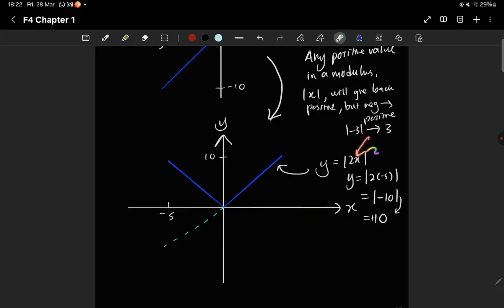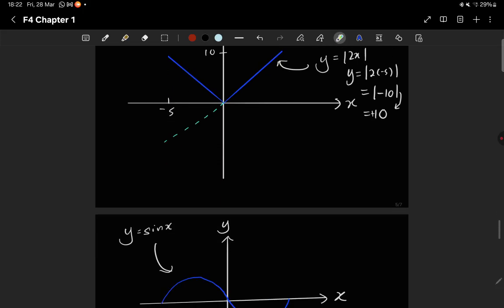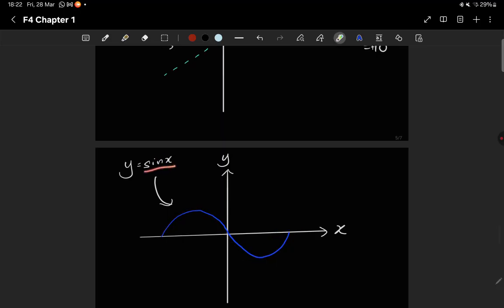Any negative value inside a modulus is converted to a positive. Now let's have a look at the second example. And over here, I did give quite a complex graph, which is a sine graph, which you don't really have to understand how it works. But this is some sort of shape you will get. A sine graph, a sine x graph.